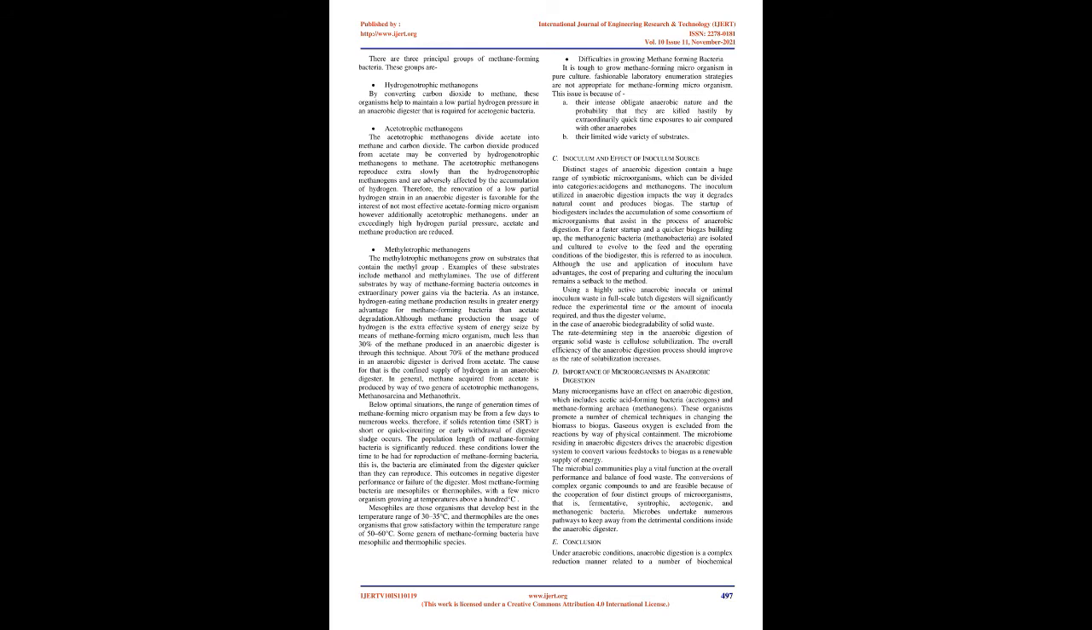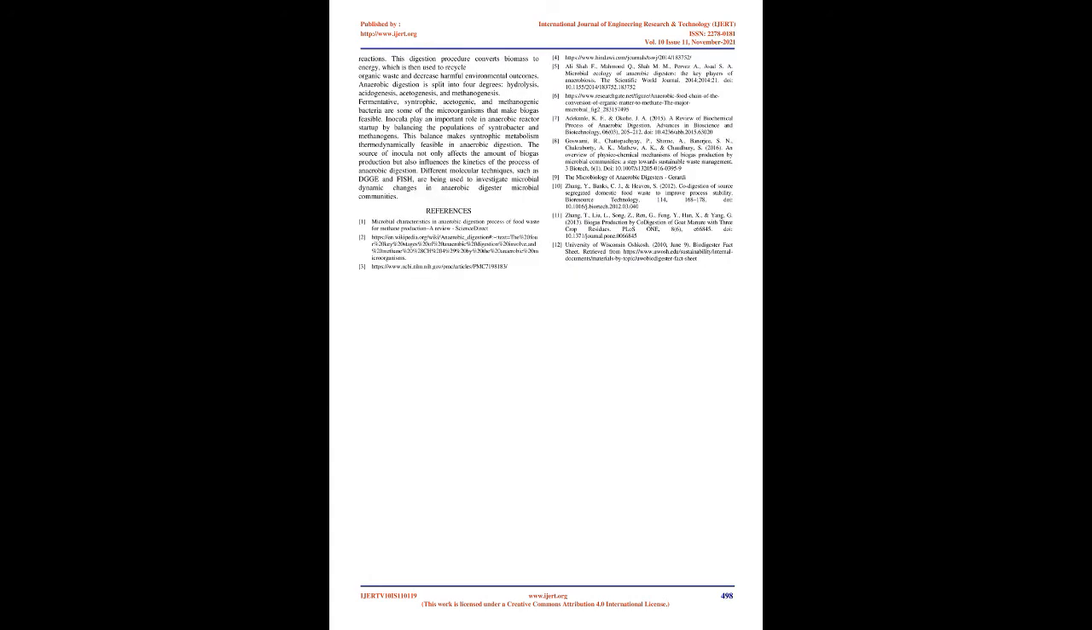Most methane-forming bacteria are mesophiles or thermophiles, with a few microorganisms growing at temperatures above 100 degrees C. Mesophiles are those organisms that grow best in the temperature range of 30 to 35 degrees Celsius, and thermophiles are those organisms that grow best in the temperature range of 50 to 60 degrees Celsius. Some genera of methane-forming bacteria have mesophilic and thermophilic species.